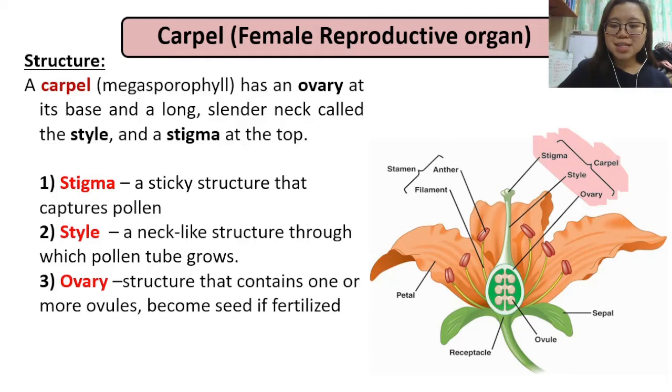And the ovary is the structure that will contain one or more ovules. And that is this part. If it is fertilized, the ovary will become a seed.